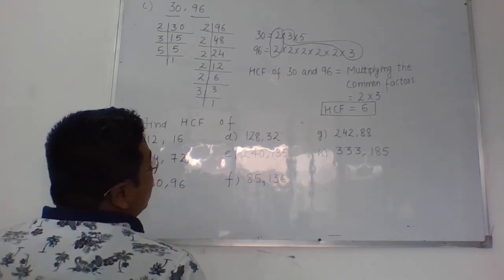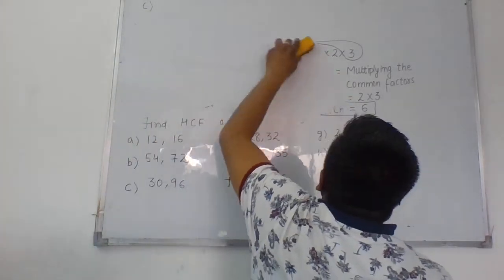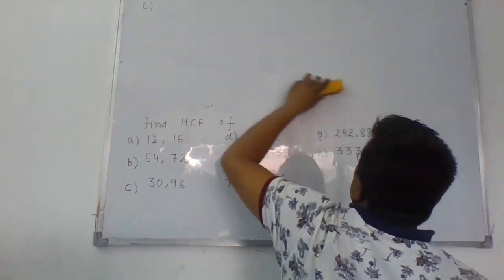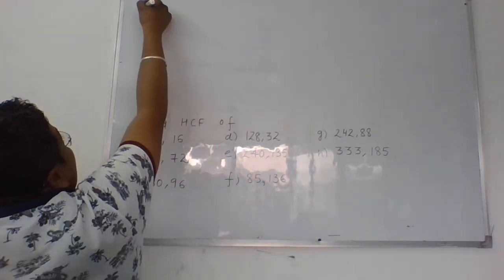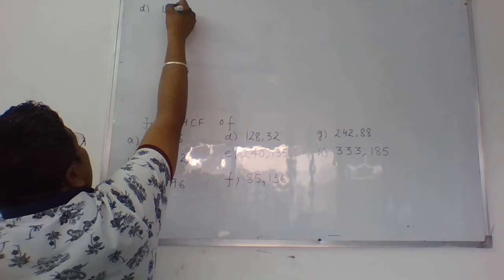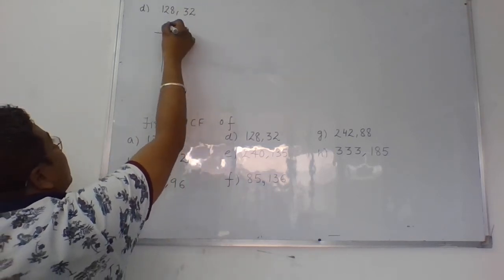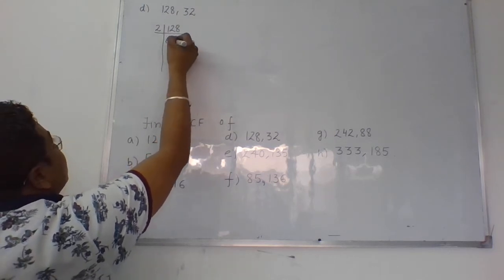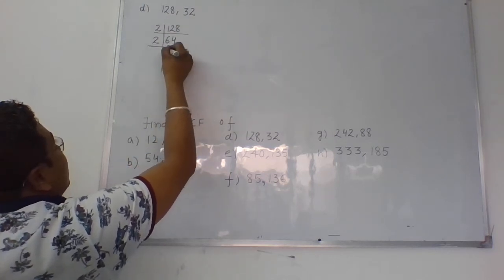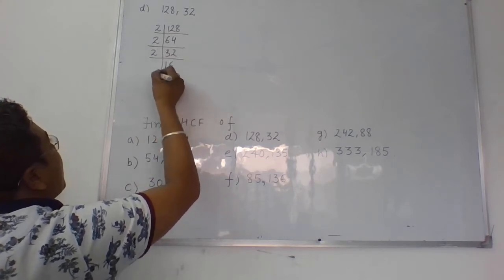Moving on to our next question, that is finding HCF of 128 and 32. So proceeding with prime factorization of 128 and a series of divisions by 2.